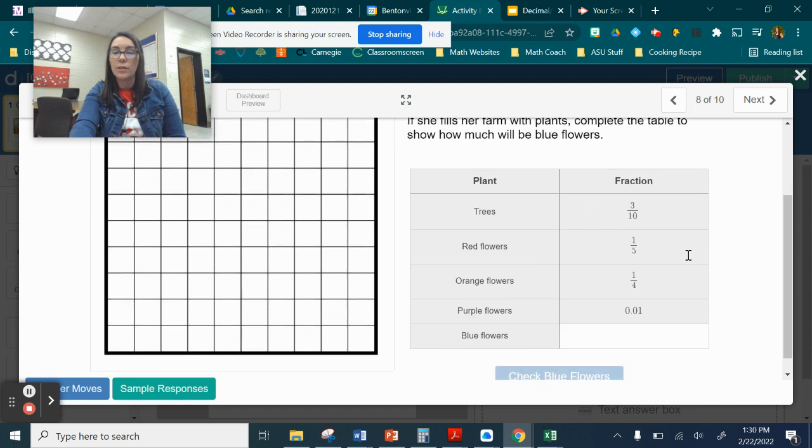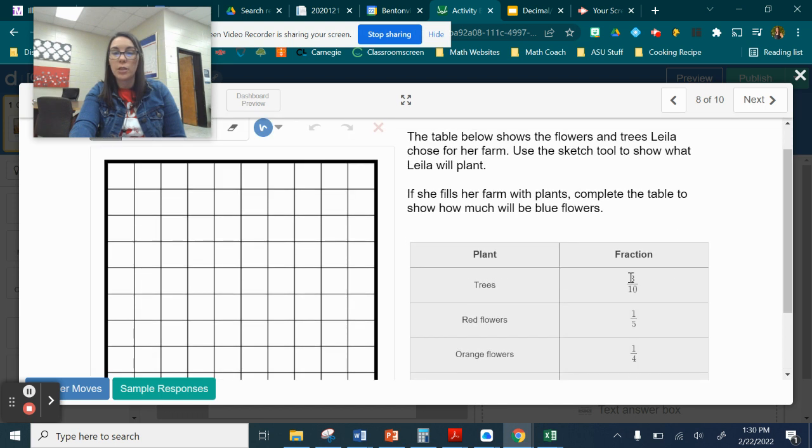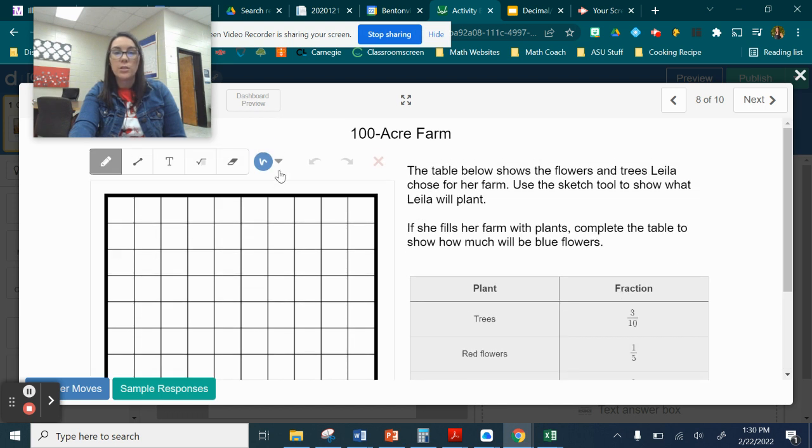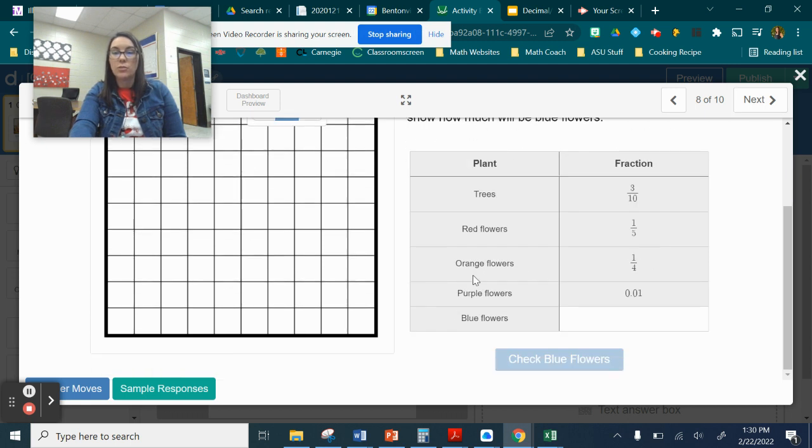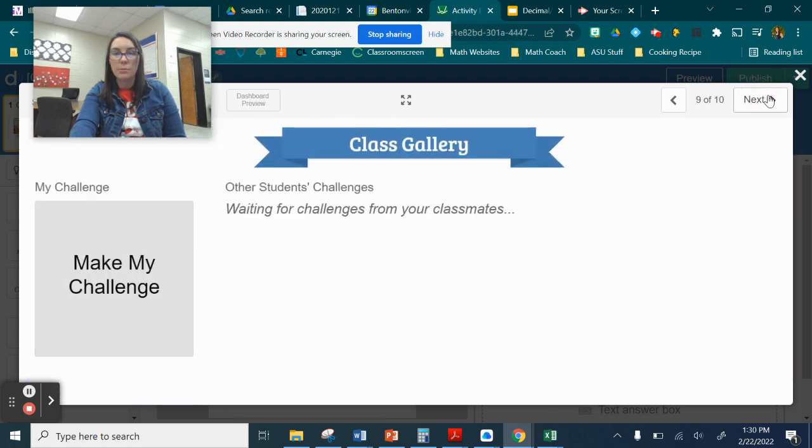Okay, and then the last thing you are going to do is color in whatever it tells you here. So 3 tenths should be trees, so you should be coloring those green. So here's how you change your colors. Just go here, green. 1 fifth is red, so I do 1 fifth red. So remember, if it's not out of 100 or a tenth, you need to make it. Write your equivalent fractions. Okay, and then you'll do your orange and purple the same way.